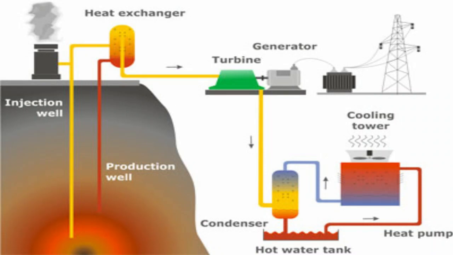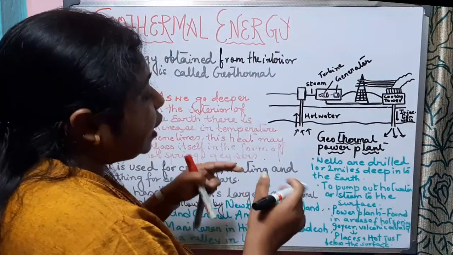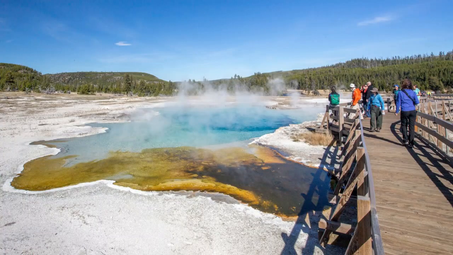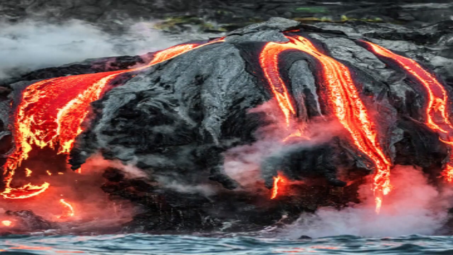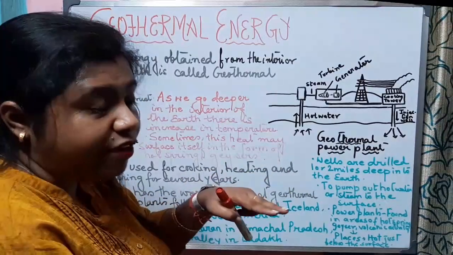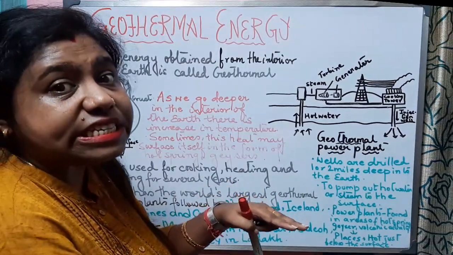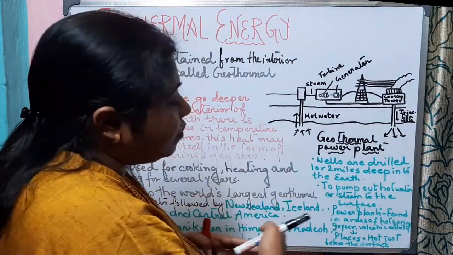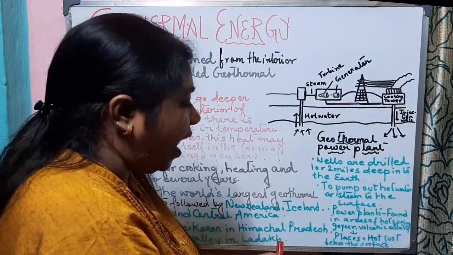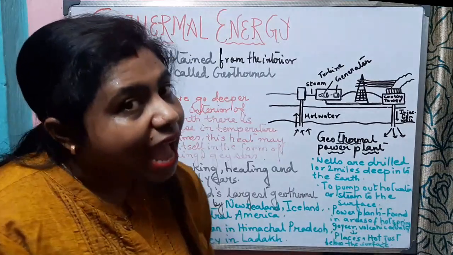Now, where will we mainly observe these power plants? These power plants are mainly found in the areas of hot springs or geysers, or in the areas of volcanic activity. Why? Because below the surface of these places, it is hot, and the heat can come out. That is why we find geothermal plants in the areas of hot springs, geysers, or volcanic activity.